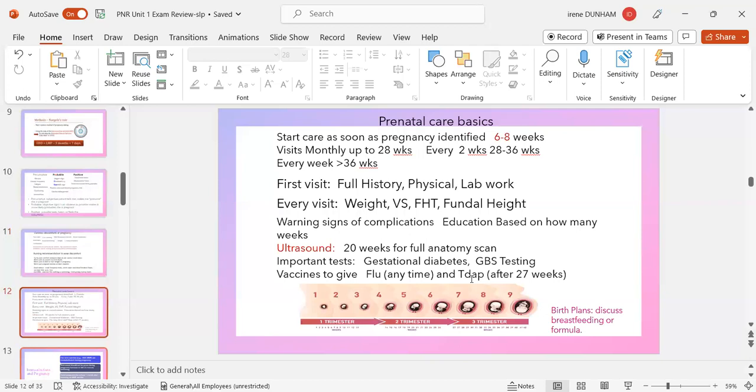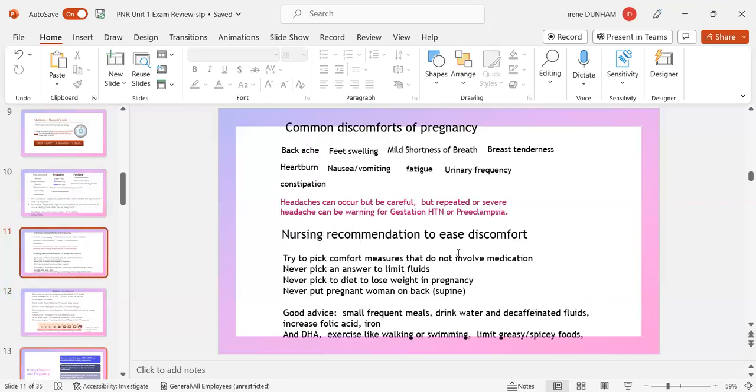And what happens is the poor baby feels it. He gets less blood supply. That's why we always like to labor and put moms, if they're sleeping, preferably on the left side, because you get better perfusion, and we want to give the baby all the good oxygen that mom has to give. So what's our good advice for her? She's going to have small, frequent meals, drink water and decaffeinated fluids, and increase her folic acid, because folic acid is vital for what?